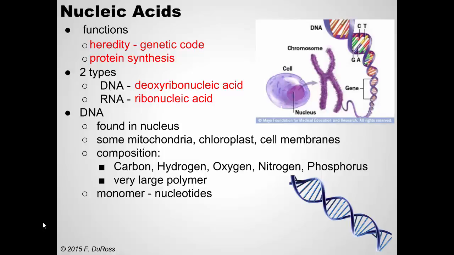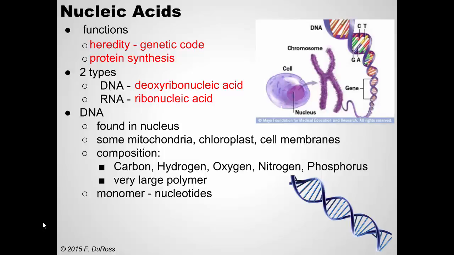So if we have a cell, inside the nucleus we know there are chromosomes. In humans it's 46 chromosomes. In other species it can be other numbers. But those chromosomes, those little packages, are made of DNA along with protein. DNA contains carbon, hydrogen, oxygen, nitrogen, and phosphorus. And it's a very large polymer.